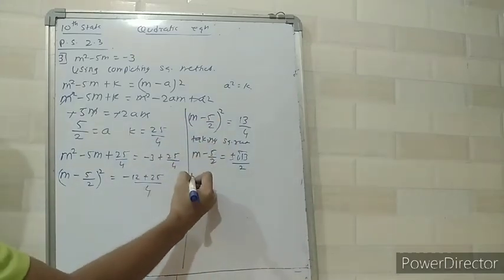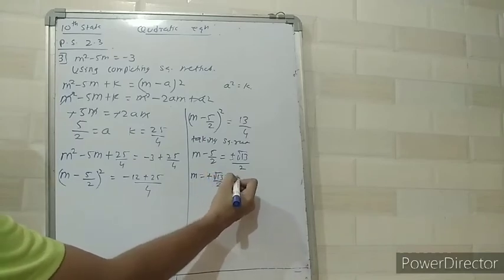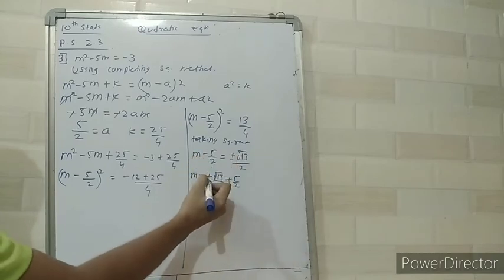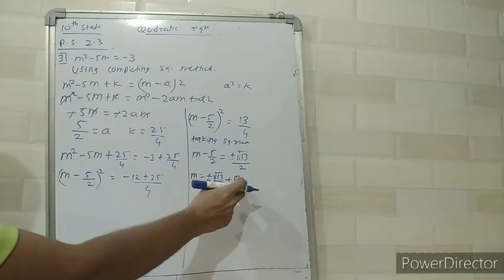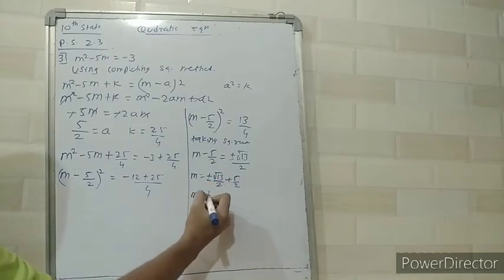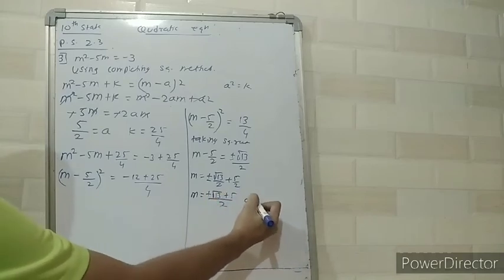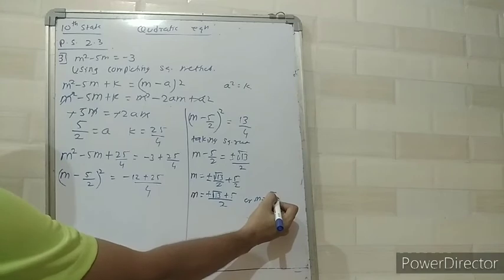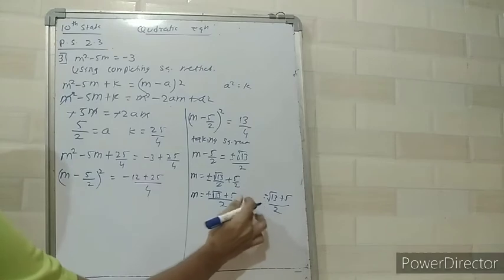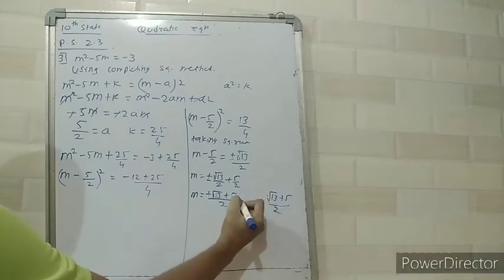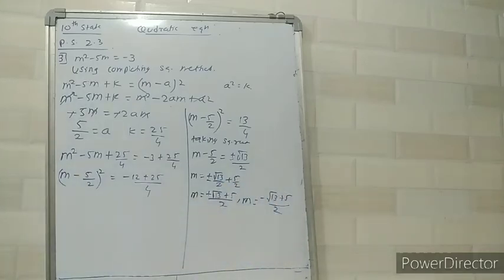We have plus or minus square root of 13 upon 2, plus 5 upon 2. Minus 5 upon 2 is going that side and becomes plus 5 upon 2. So m can be written as m is equal to plus square root of 13 plus 5 upon 2, or m is equal to minus square root of 13 plus 5 upon 2.